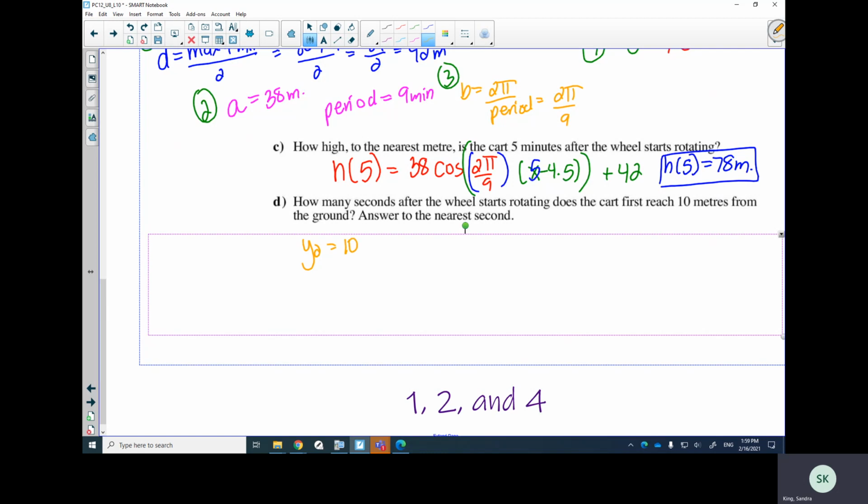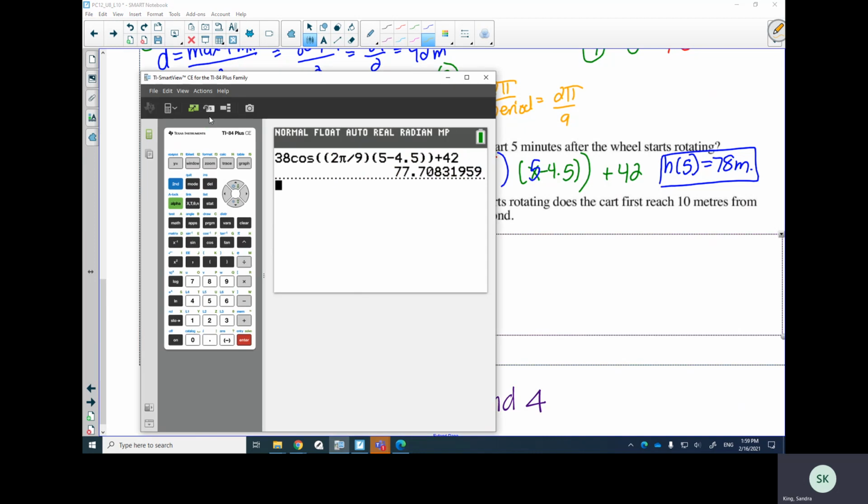Oh, we would have to punch this whole thing in our calculator, which we haven't done. Oh, we might as well do that. Let's punch this in. So Y2 is going to be 10. This guy is going to be 38. Cosine, the b value, 2 pi divided by 9. And then x minus 4.5. Close 2 brackets, plus 42.